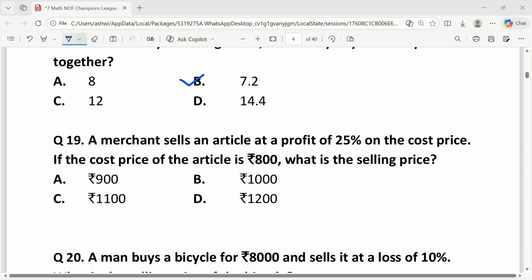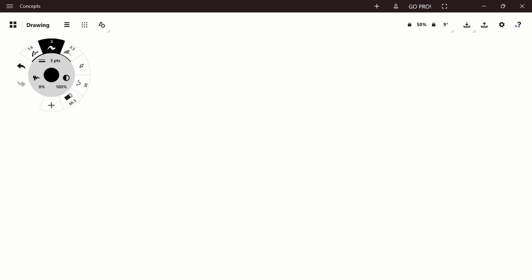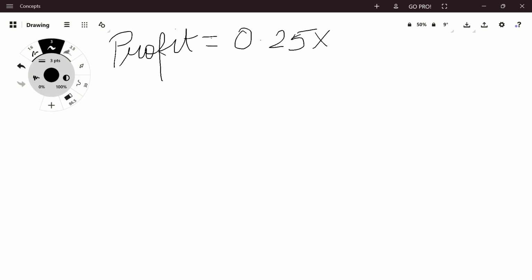A merchant sells an article at a profit of 25% on the cost price. If the cost price of the article is 800, what is the selling price? The profit is 25% of the cost price, which is 800. Therefore, profit is equal to 0.25 into 800, which is equal to 200.